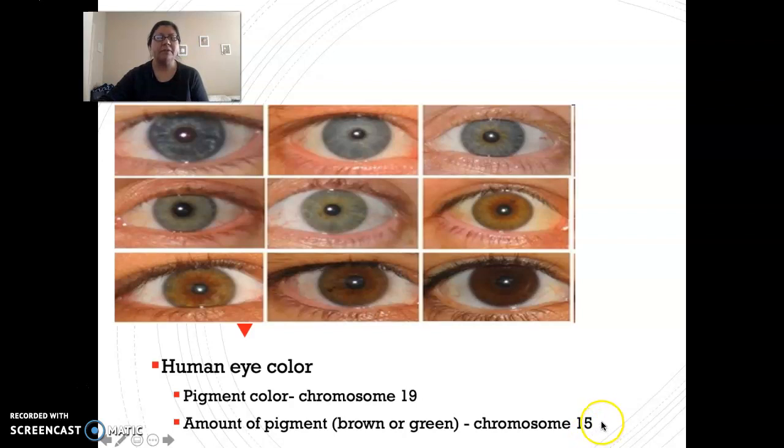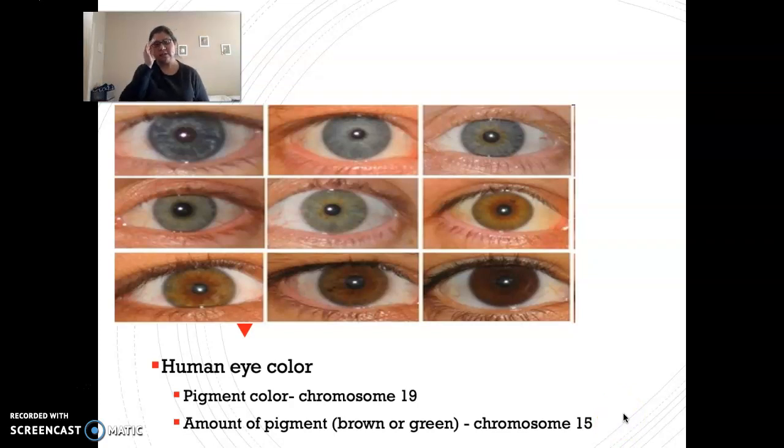So for example, let's say that on your chromosome 19, you have the gene for blue eyes, but then on chromosome 15, you have a gene to have dark blue, because you're going to have more blue there. Let's say that on chromosome 19, you have pigment for blue eyes, but chromosome 15, you have a gene for maybe light blue eyes with a little bit of brown, and that's how you end up with your green eyes. So that's an example of polygenic traits.